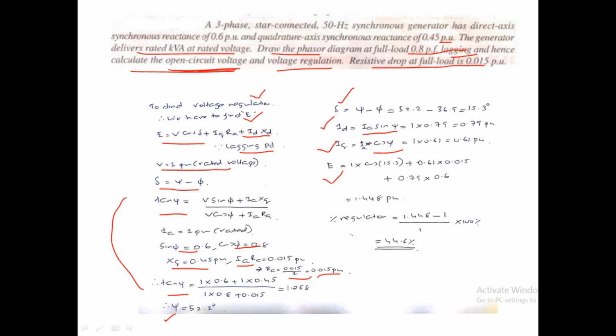From that you can find the percentage regulation. E is 1.448 per unit. If you are using per unit values, everything will be in per unit only, so you will get E in per unit. From that you can find the regulation, E minus V divided by V. So this is E, V equal to 1 per unit, and again V. So this will be our regulation.